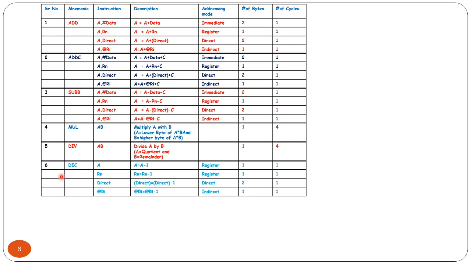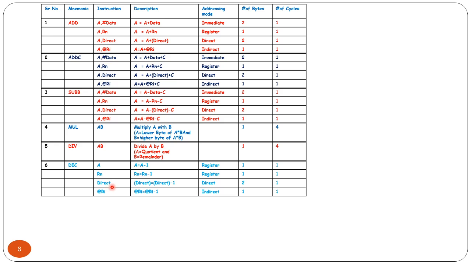Now the instruction set DEC, that is the decrement instruction. The content of accumulator is decremented by 1. So the content of A will be the content of A minus 1, register addressing, 1 byte, 1 machine cycle required to execute it. Decrement Rn, the content of the general purpose register will be decremented by 1. So the content of Rn will be the content of Rn minus 1.